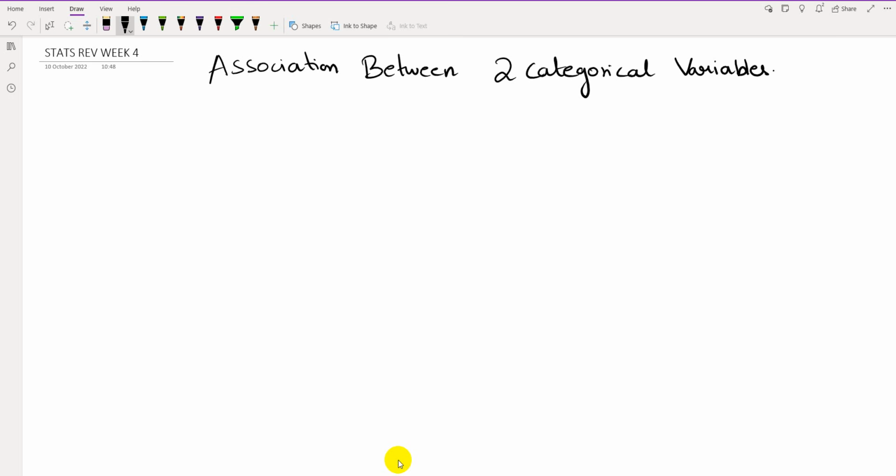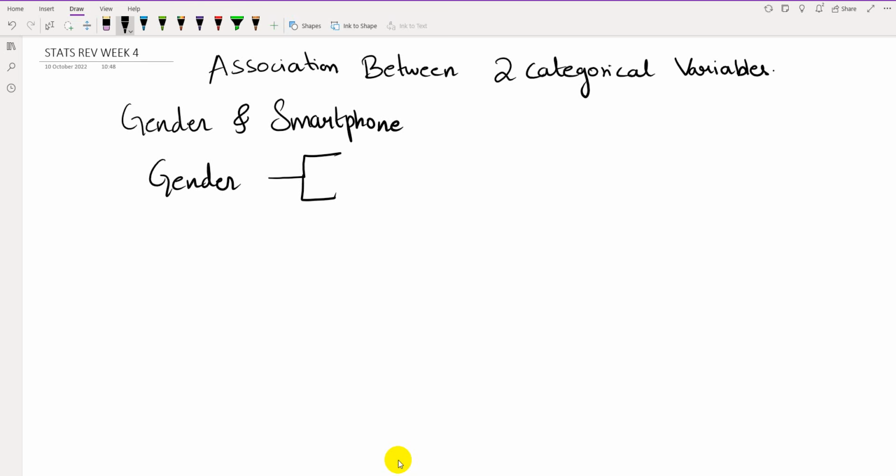Now, just to understand what a category is and how we find the association, we will take an example between gender and smartphone. As everybody is well aware, for gender we consider female and male. The smartphone is commonly used by both female and male.